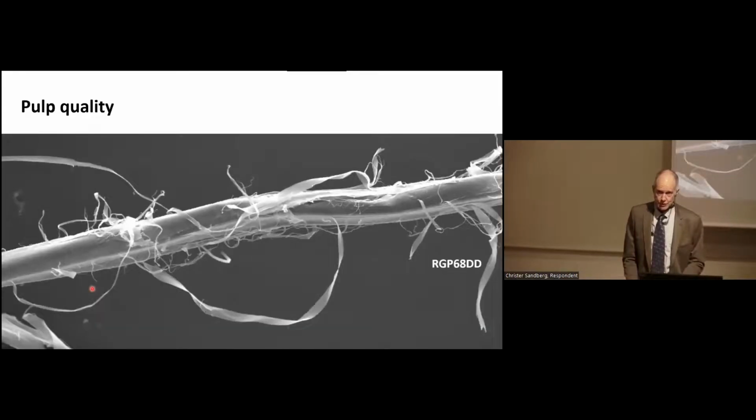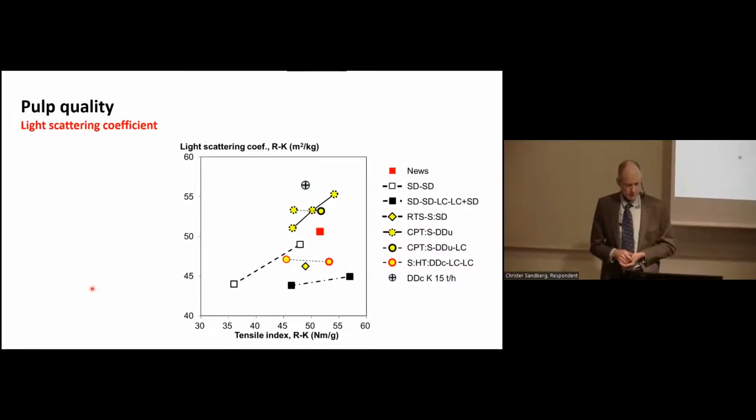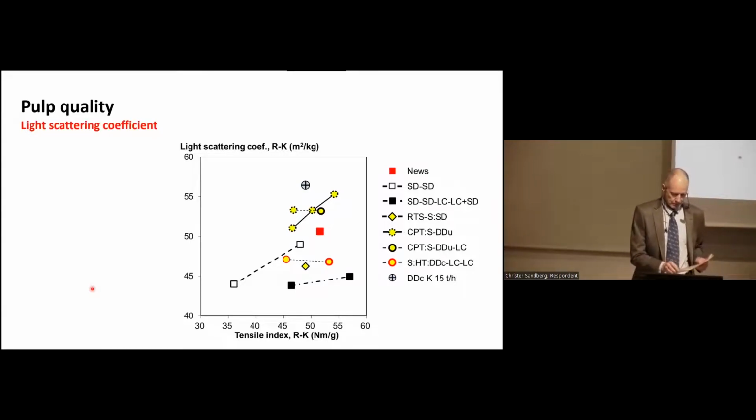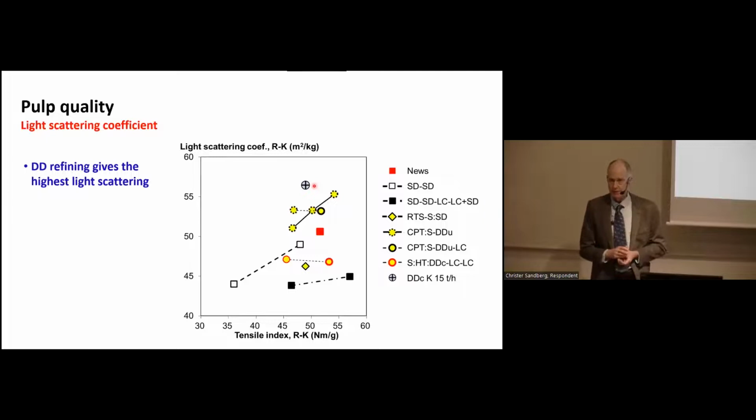Now over to pulp quality. And first, looking at some of the pulps with the optical property, light scattering coefficient, that contributes to making the paper brighter. And also when you read it, you don't want to see the back page, only the front page. So then it's important with a high light scattering. Double disc refining, without any chemicals or anything, gives the highest light scattering. And this has been shown before.